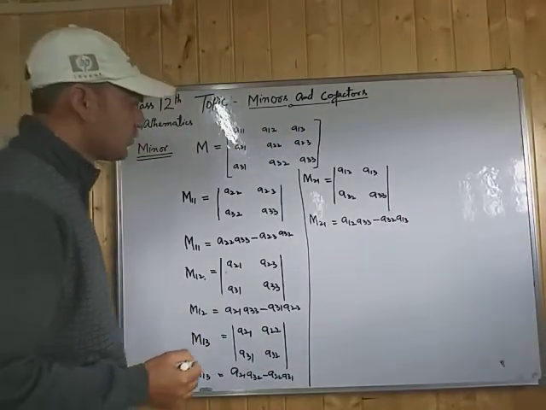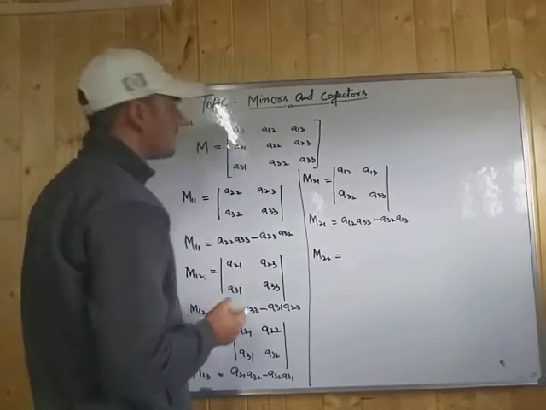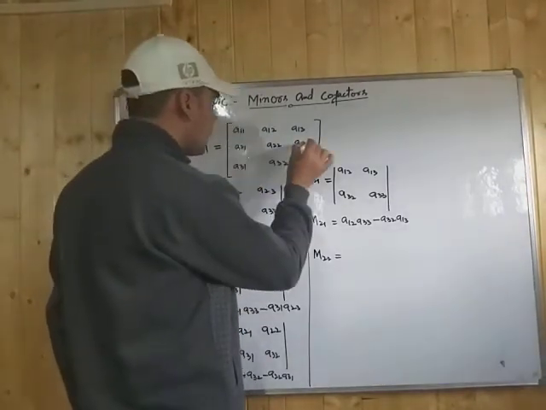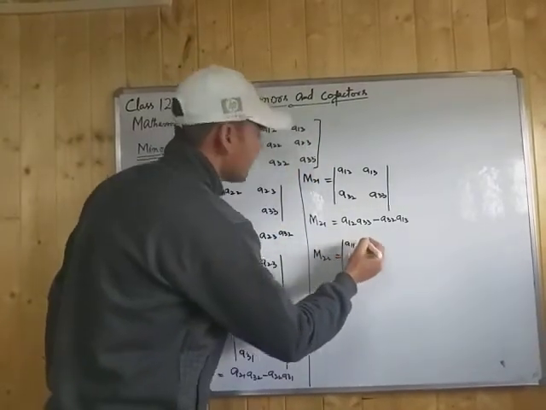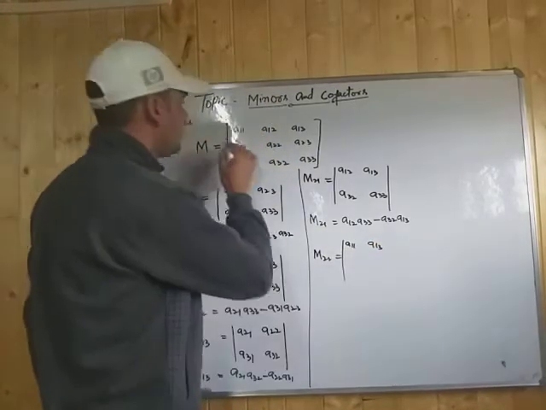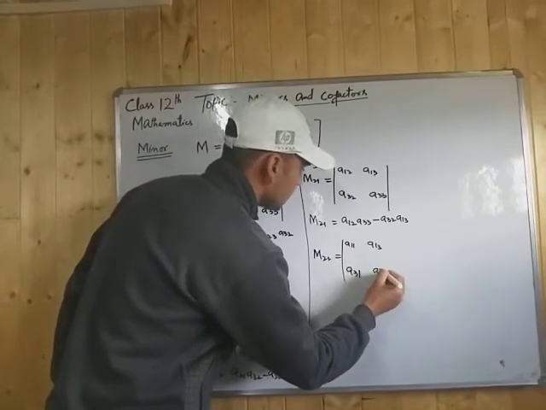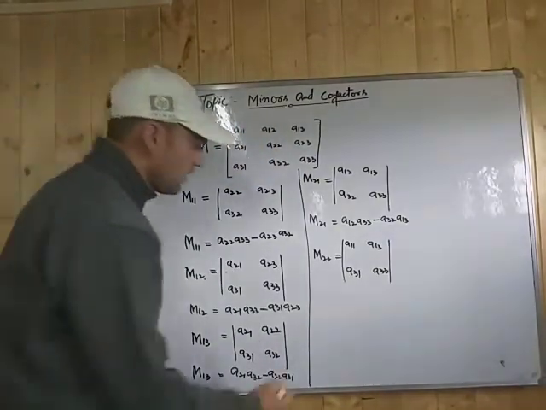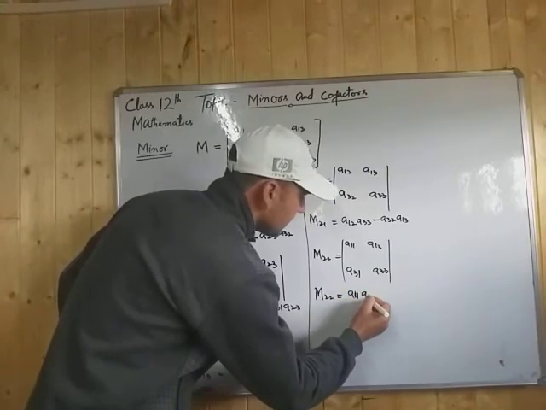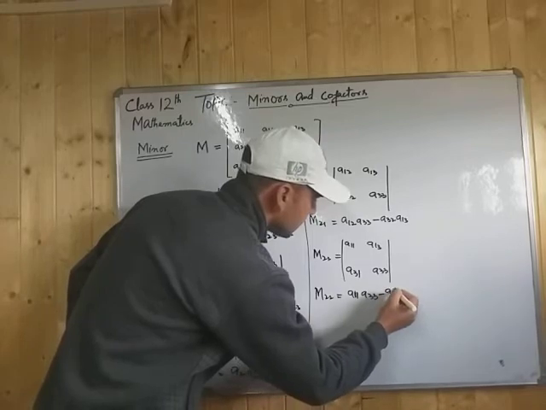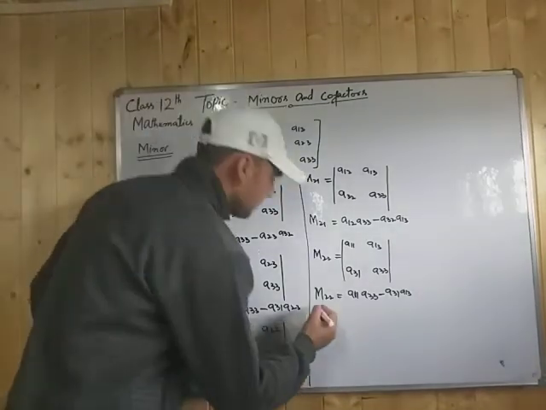So it was the M21. Now next is M22. M22 is obtained by deleting the second row and second column, so here it is A11, A13, A31, A33. M22 is equal to A11 A33 minus A31 A13.